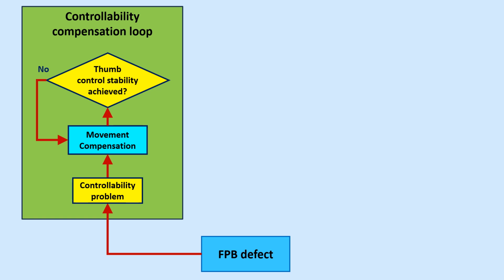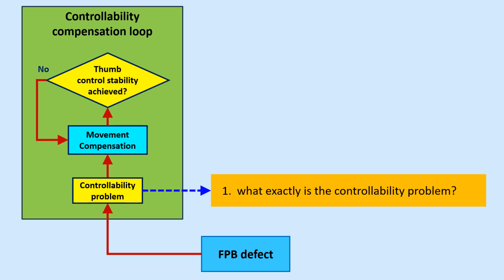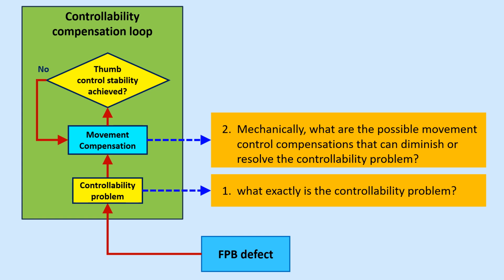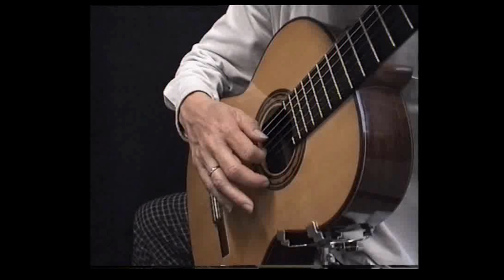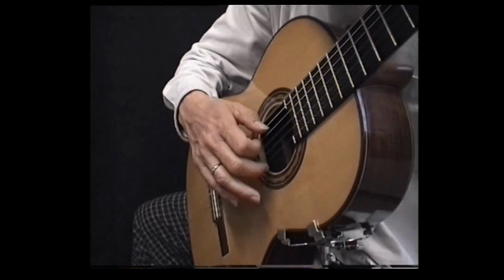The analysis starts with two questions. First, what is the exact controllability problem in the thumb? Second, what are, mechanically speaking, the possible movement control compensations that can diminish or resolve the thumb controllability problem? To establish the controllability problems, thumb behavior in this video of slow playing was studied again.